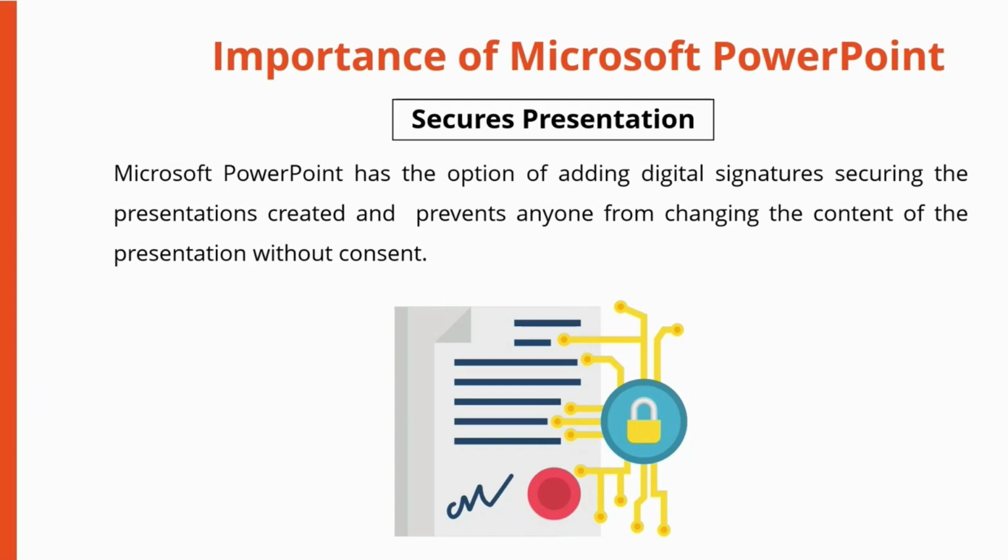What happens is you can lock your presentations as well. To secure your presentation, you can add digital signatures. Once you secure your presentation, it prevents anyone from entering the document and changing the content of the presentation without your consent. So there will not be any information loss. This is very important, and all of you should also know this because not every presentation will be meant for all. So this is how you can secure your presentations.